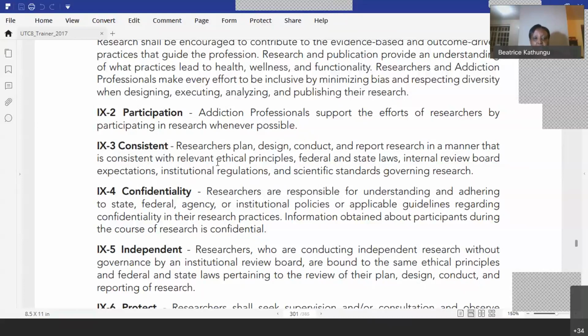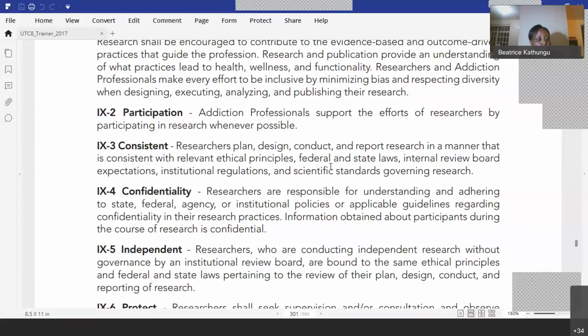Now, standard number 3 is talking about consistency. Whenever we design or conduct or plan or report research, it must be in a manner that is consistent with relevant ethics and the laws of the state or the laws of the land. It must also be in tandem with the requirements of institutional review boards. Sometimes in different countries, we have different review boards. For example, in our country, before you do research, you must get clearance from the national, we call it NACOSTI, I'm trying to remember what it stands for, but it's the national authority that deals with research, technology, and innovation. So you must get clearance.